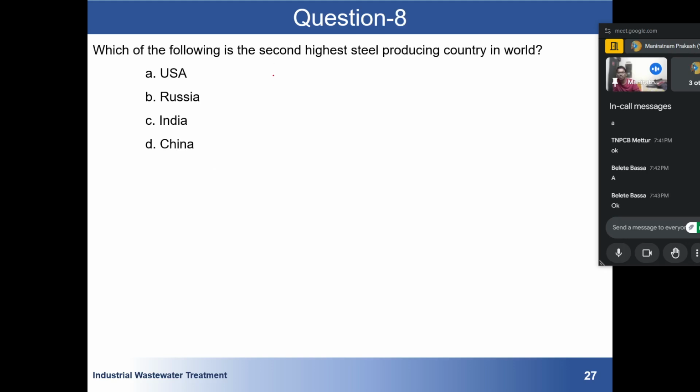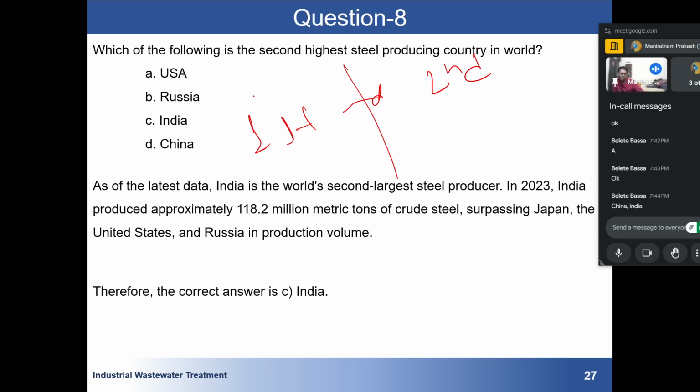Which of the following is the second? Tell me both things, first and second. Which one is the highest producing and which one is the second highest? China and India. Good. India is the second and China is the first. Sorry, first is China, then India.